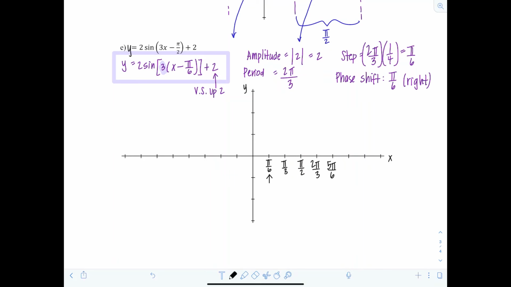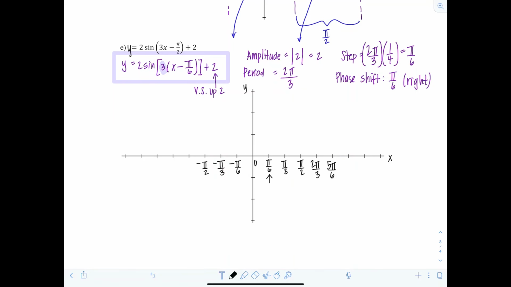So pi over 6 minus pi over 6, that's 0. Then negative pi over 6. Then you can actually just copy the values over. Did you notice that? Negative pi over 3 and negative pi over 2. So 1, 2, 3, 4, 5, 6, 7, 8, 9 values. So that's 2 periods.